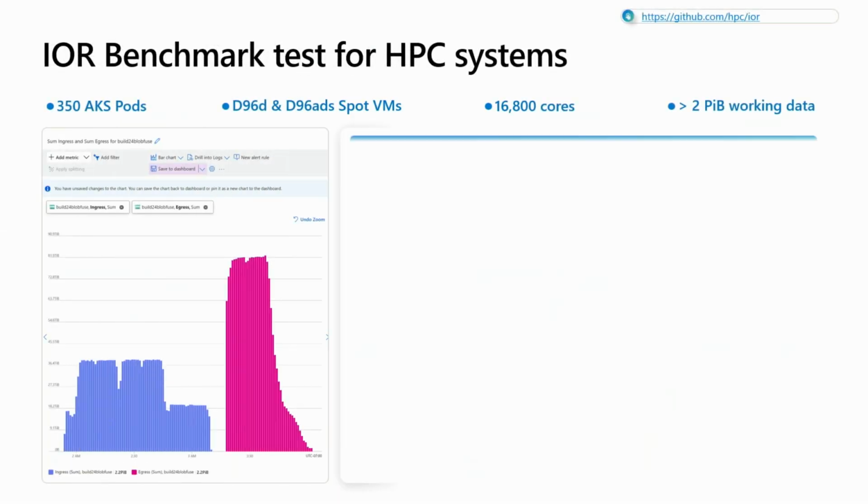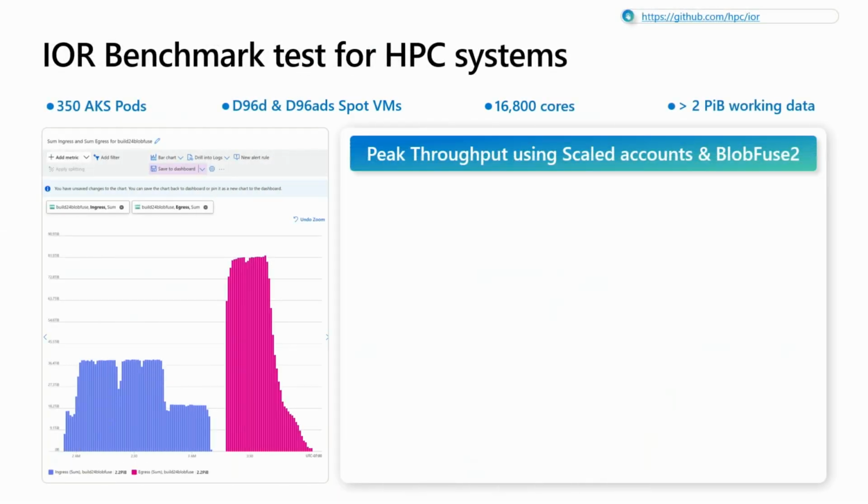How performant is this system? Just to push the limits here, we ran some tests. We started a huge test in one of our regions. We were really only gated by how many free cores we could get before they yelled at us. So we got up to about 17,000 cores, working on a data set of about 2 petabytes.